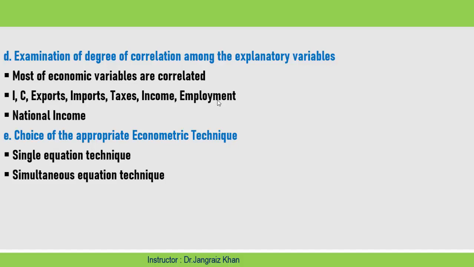Choice of appropriate econometric technique. Similarly, when you use the mathematical form, it can be a single equation technique or it can be a simultaneous equation technique. Care should be taken in doing so, because if you see that the variables in the model are mutually dependent, then it is better to use the simultaneous equation. If there is no mutual dependence, then we can use a single equation technique.